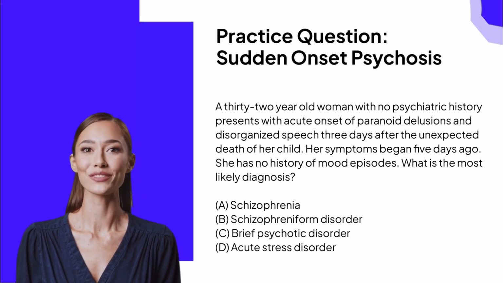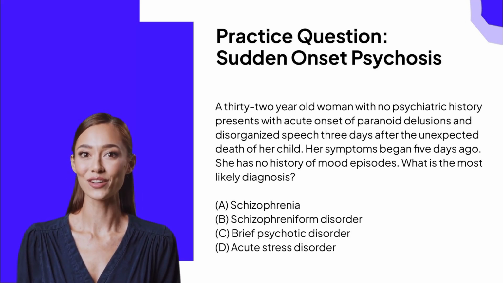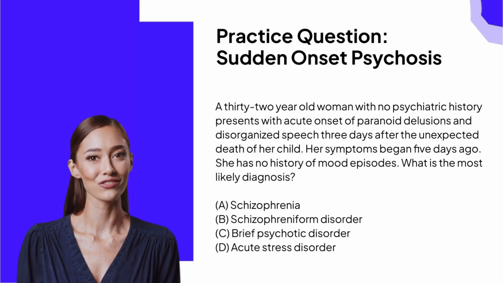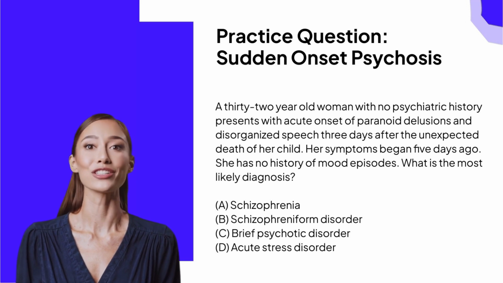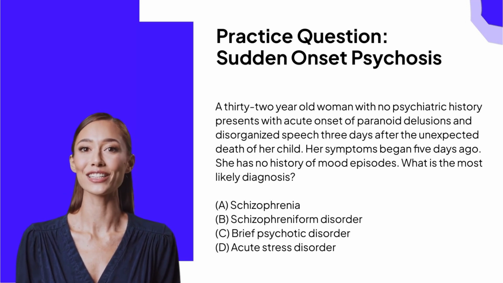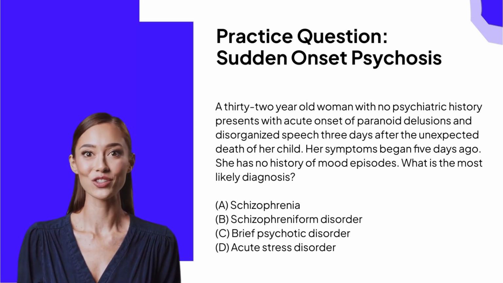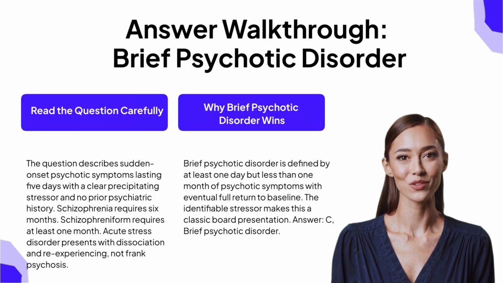Her symptoms began 5 days ago. She has no history of mood episodes. What is the most likely diagnosis? Think about the key features in this stem before choosing your answer. The options are A. Schizophrenia, B. Schizophreniform disorder, C. Brief psychotic disorder, D. Acute stress disorder. Let us break this one down.